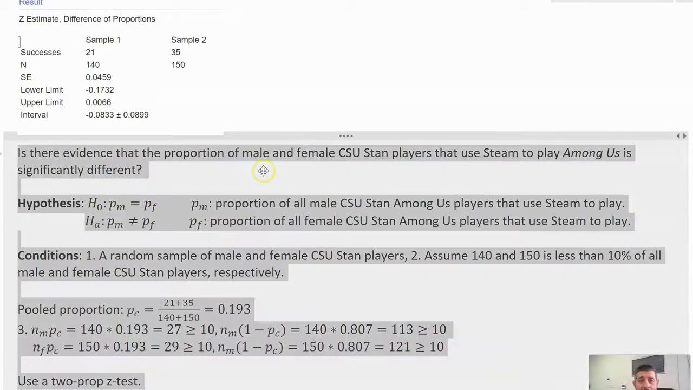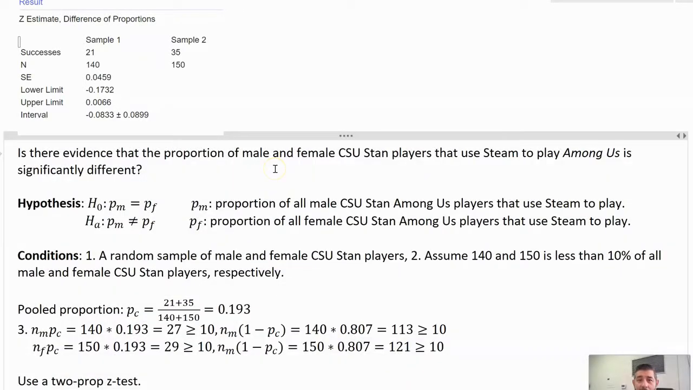Is there evidence that the proportion of male and female CSU Stan players that use Steam to play Among Us is significantly different? All right, so what I am going to do here is I'm going to create a hypothesis test.